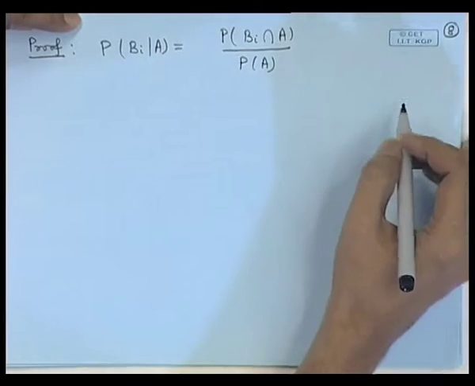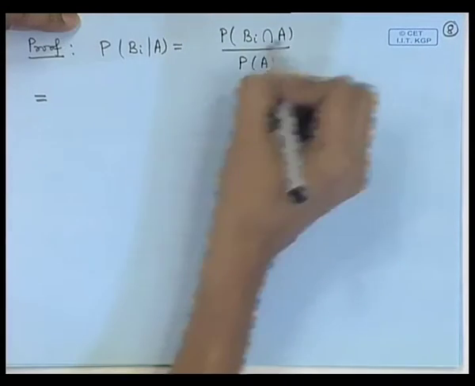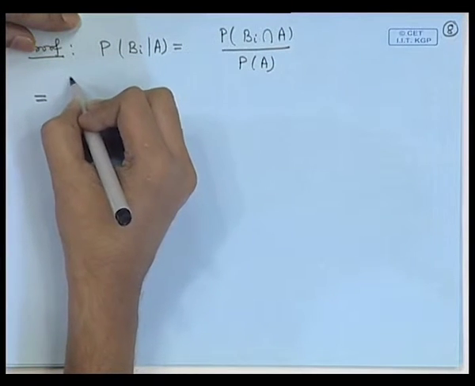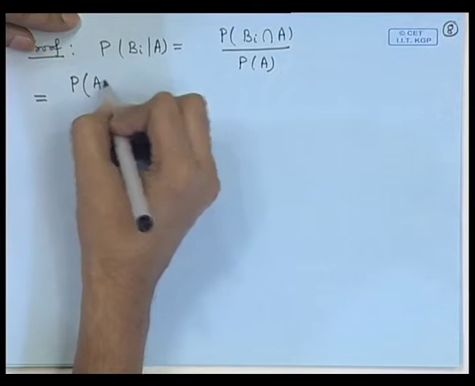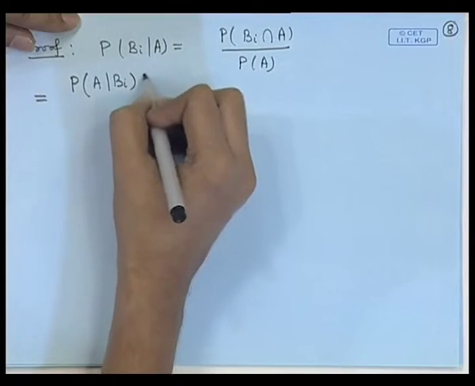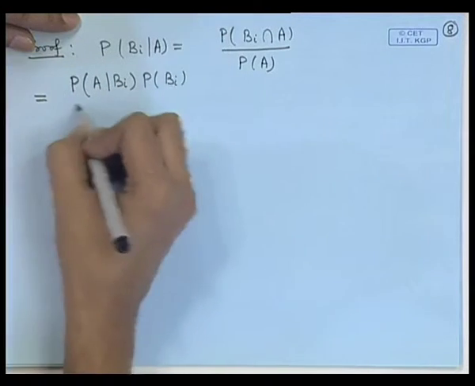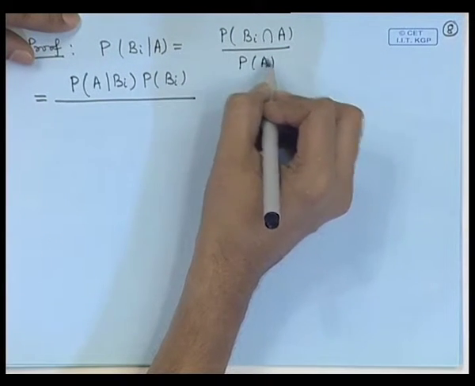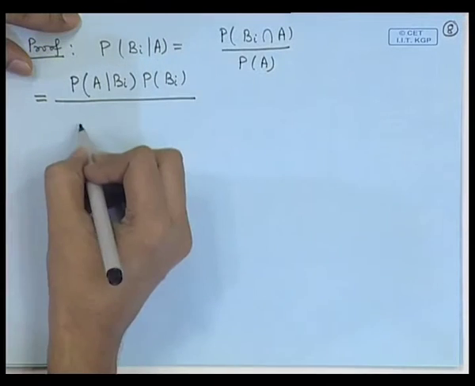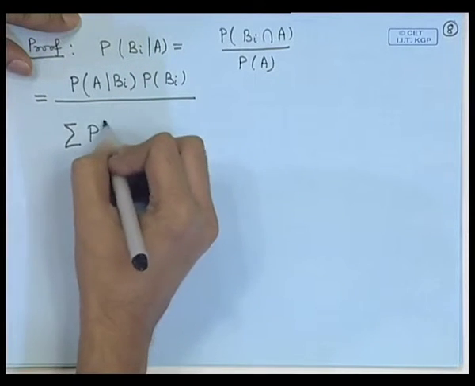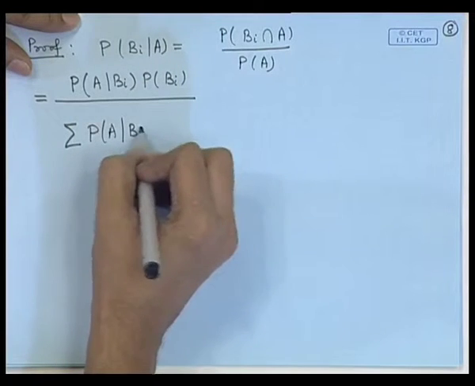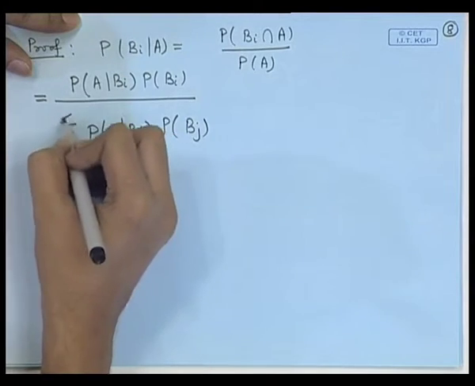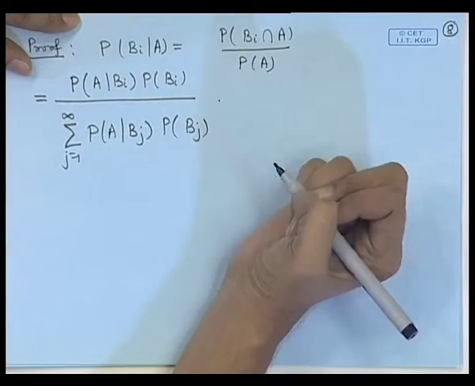Now, in the numerator we can apply the multiplication rule in the reverse way. So, this becomes probability of A given B i into probability of B i. In the denominator you have probability of A. Applying the theorem of total probability, we can write it as sigma probability of A given B j into probability of B j, j is equal to 1 to infinity, which proves the statement of the Bayes theorem.